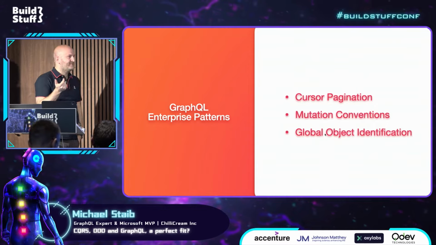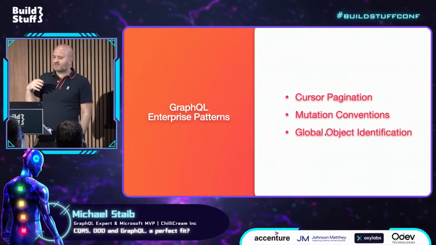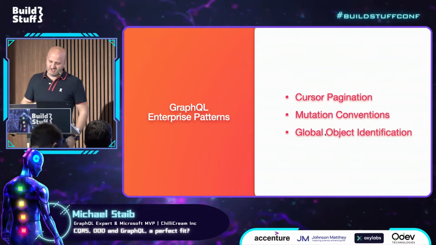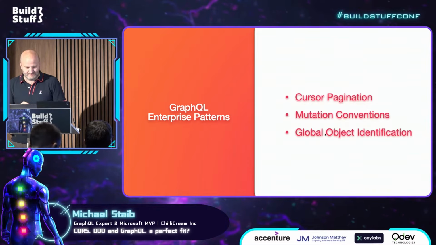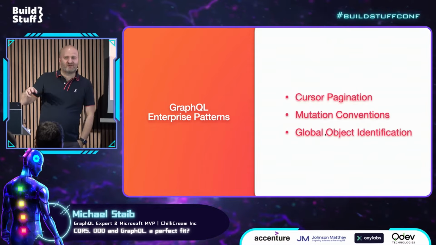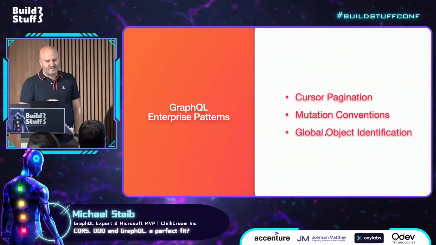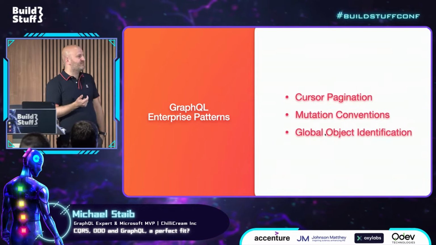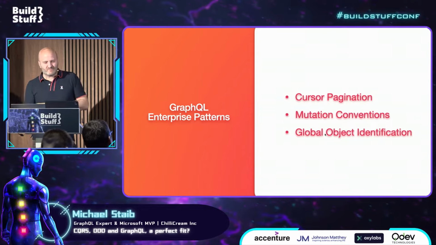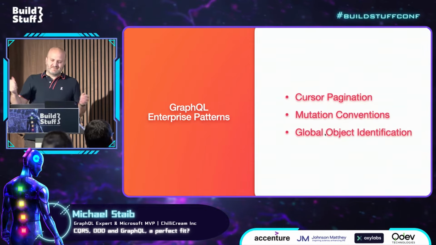The second pattern that they used is something called a mutation convention. This is basically a design pattern for how these mutations look like. We're going to look at that. And the third pattern, and just keep it on your stack for now, it doesn't have to make sense yet. The third pattern that they used is something that they call a global object identification spec. And that is about entities.